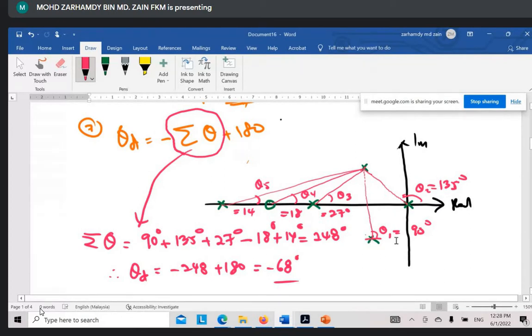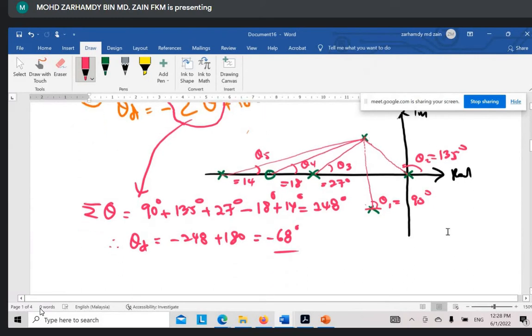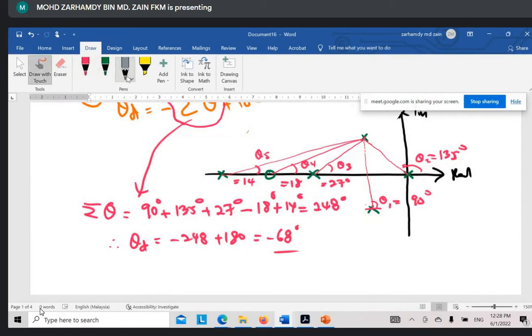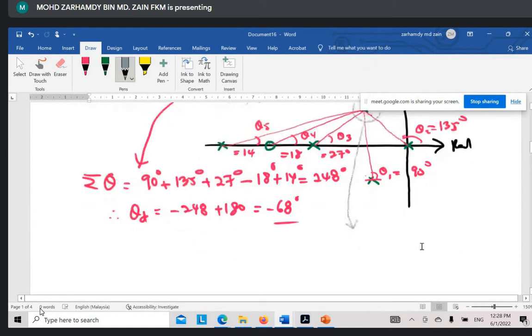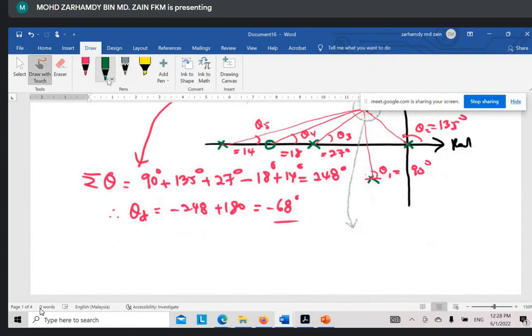Okay, negative 68. What can we do now? If we focus on this point, now this is our reference, so it means we need to consider this. We will take this as a reference. The line of departure is negative 68. So from here, if we look here, I will zoom in. Okay, this is our point, and you need to make the reference angle.